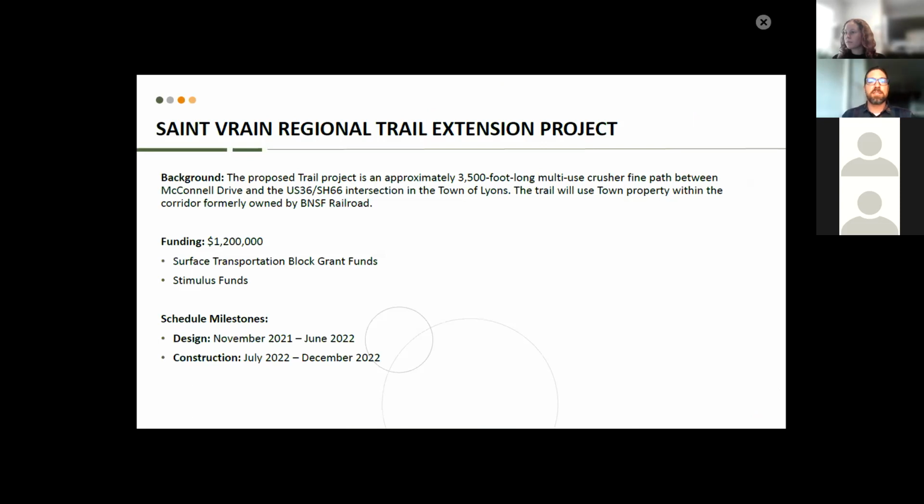The next project I wanted to touch on was the St. Vrain Creek Regional Trail Extension. This connects that multimodal trail I was just discussing at McConnell with a new trail from McConnell Drive out to the US 36-66 intersection. This will be a new crusher fine trail with 3 ditch crossing bridges. It's a $1.2 million project, and we're currently procuring a designer and hope to wrap up the project next year. Next slide.